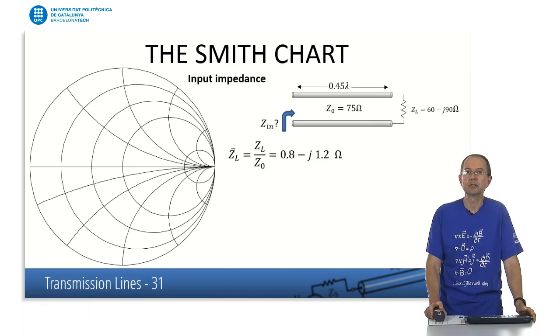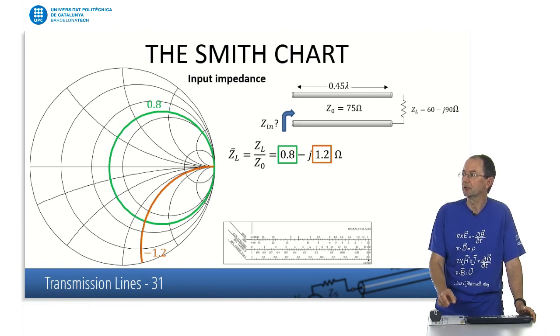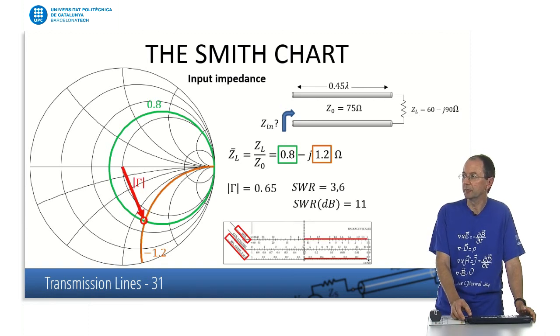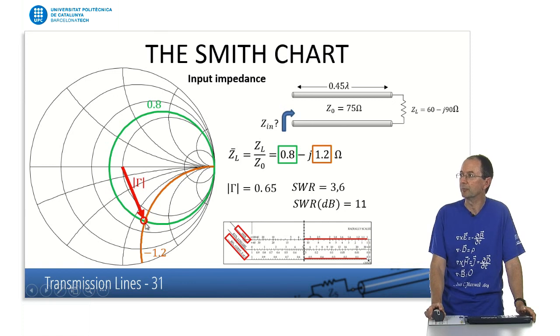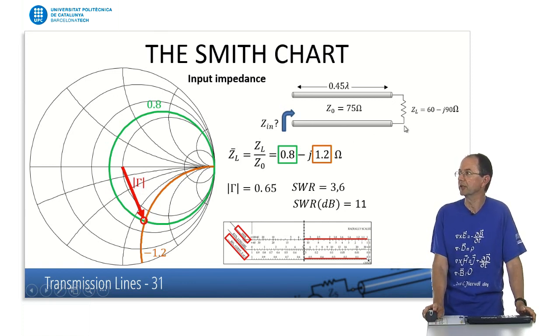What happens here? Well, we have a load, this impedance here. Once it's normalized, we get this value. We represent this value, the real part, and the imaginary part is here. So the impedance is represented by this point. This is the reflection coefficient at this point, at the end of the line. Now, we are interested in calculating not here at the end, but at the input of the line. And we have a line of certain length, for example, almost half lambda, 0.45 lambda in length.